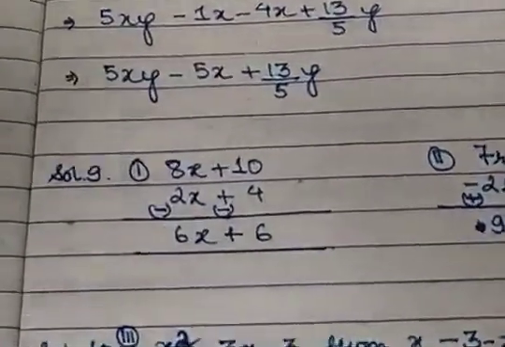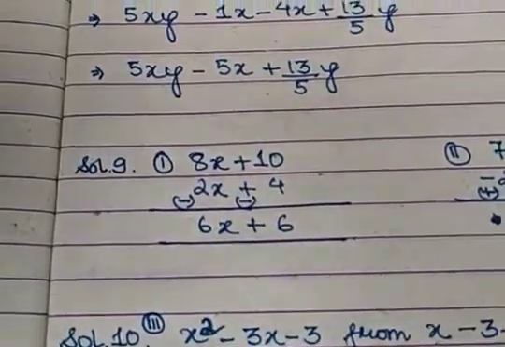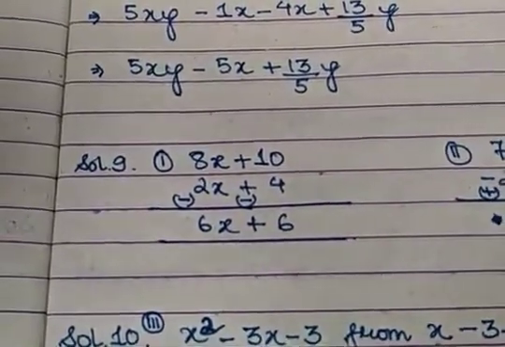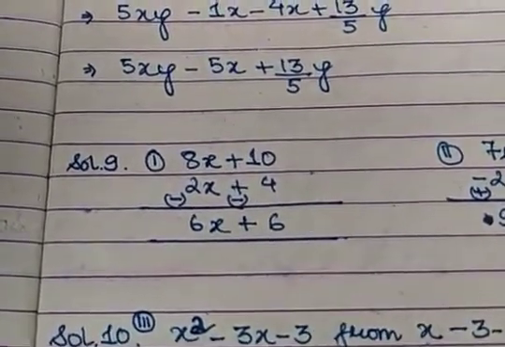Now comes the important part in here. This one is about subtraction of the terms in the column method. Now what happens in the column method?